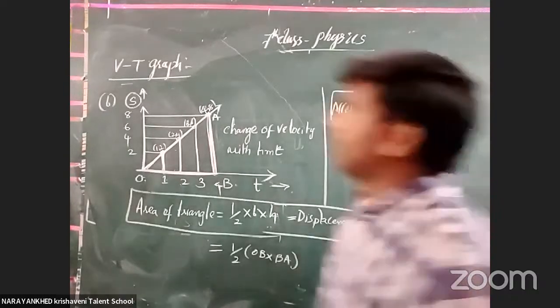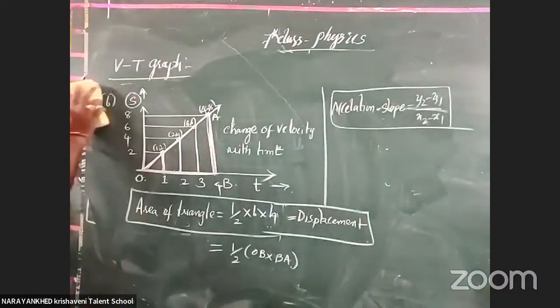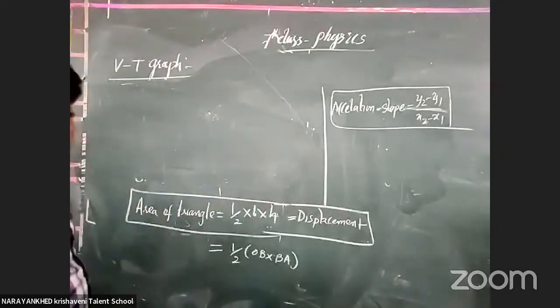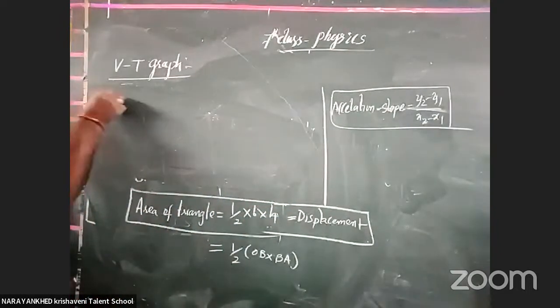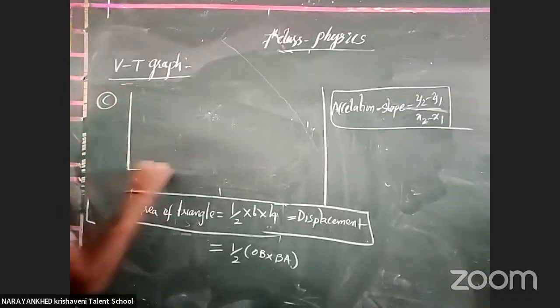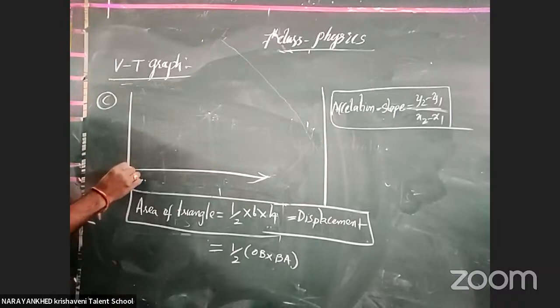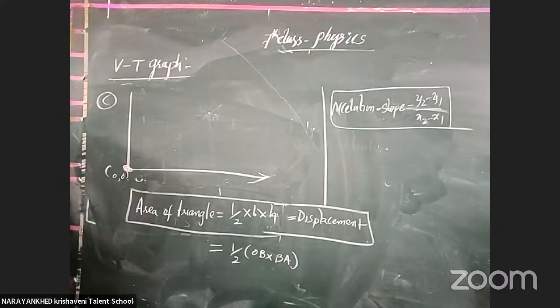Next component. After this, one more graph is there, taken as C. Check that in this graph the body does not start from rest. How did we consider it before? All the graphs were taken from the origin, 0 comma 0.